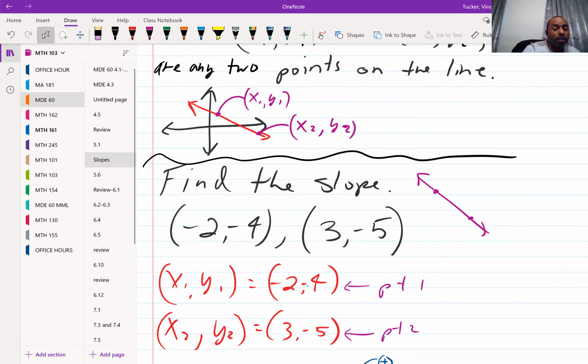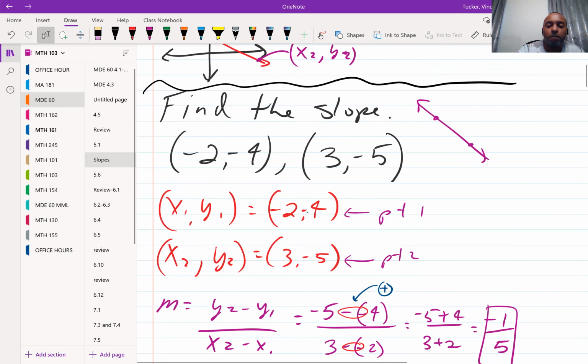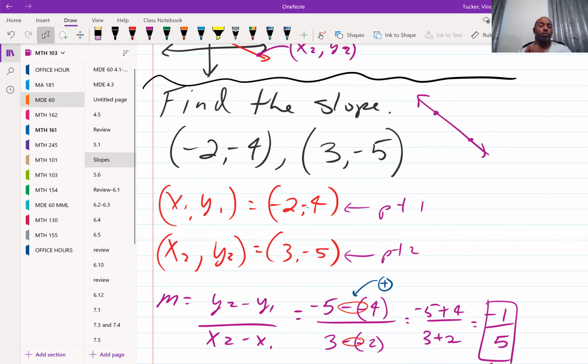But most definitely, if you want to make sure that you label things correctly and put in things correctly, you want to put those labels out there. So x1, y1 is -2, -4, and x2, y2 is 3, -5. All right, let's make sure we're careful with our substitution. So y2 is -5, and then y1 is -4.